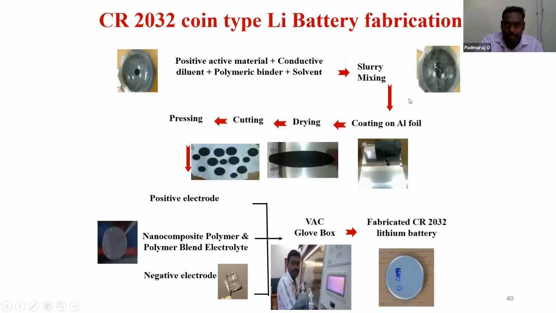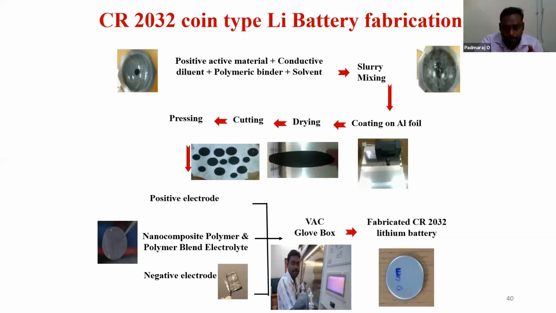This is the active material preparation, that is the slurry. The active material slurry, we put over the aluminum foil using the doctor blade, then dry it and cut it into circular pieces based on our requirement. Then we fabricate inside the glove box. There is a positive electrode.